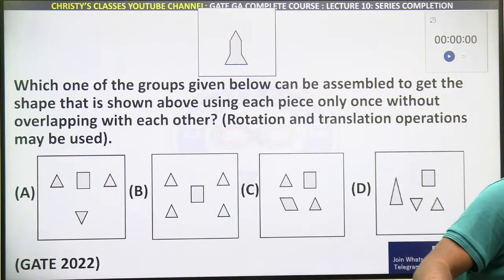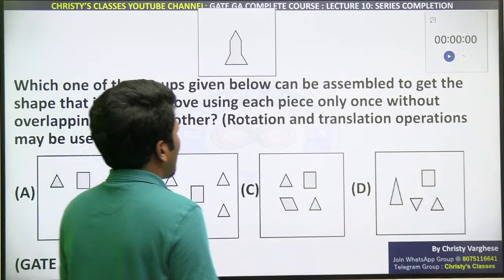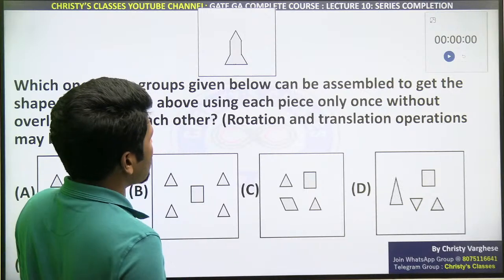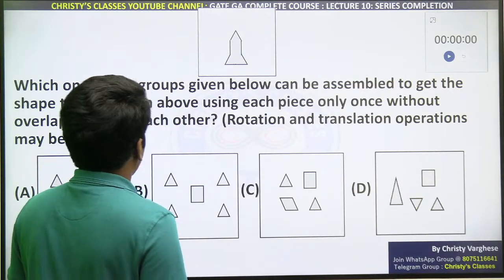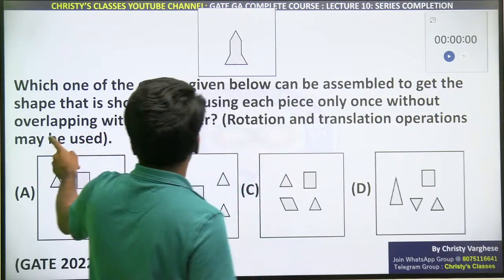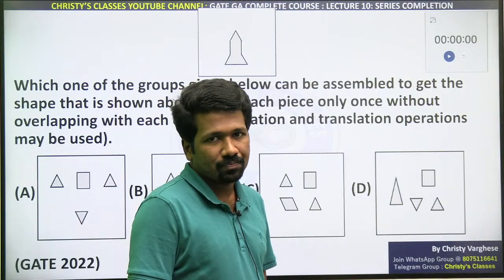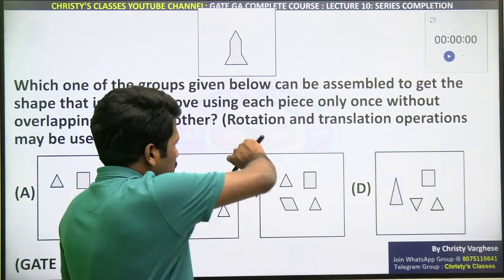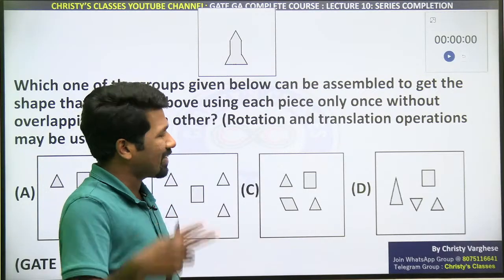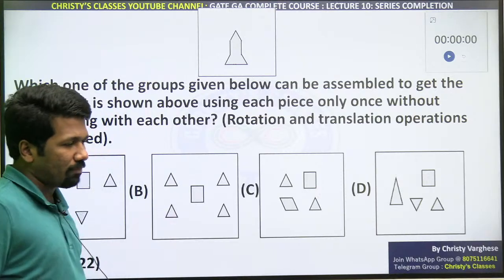So let us see this question and get more clarity. Which one of the groups given below can be assembled to get the shape that is shown above using each piece only once without overlapping with each other? Rotation and translation operations may be used. I told you what is rotation, what is translation. Translation means you can take the picture and keep it anywhere, no problem. But you cannot cut it. That is what I told, using each piece only once without overlapping.